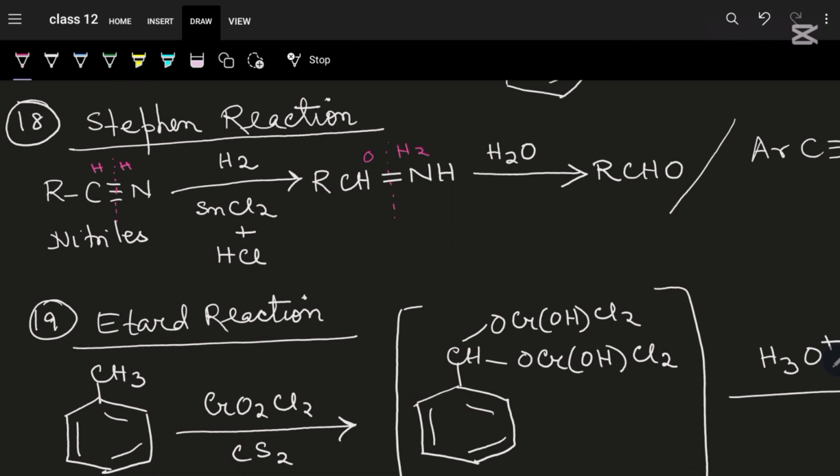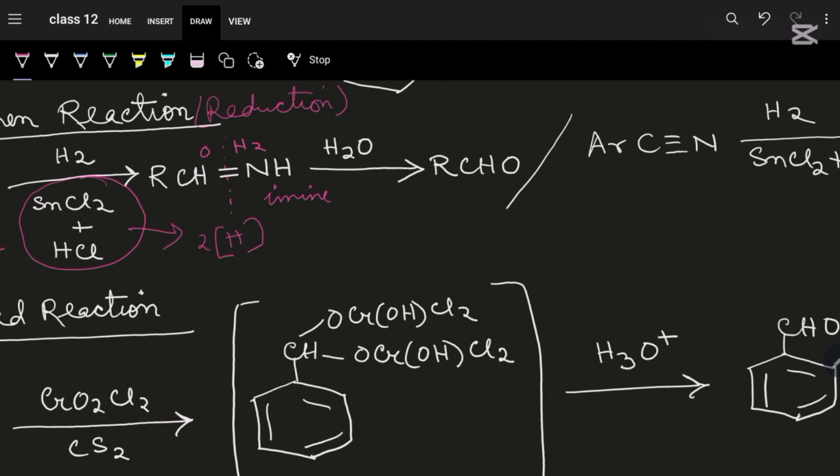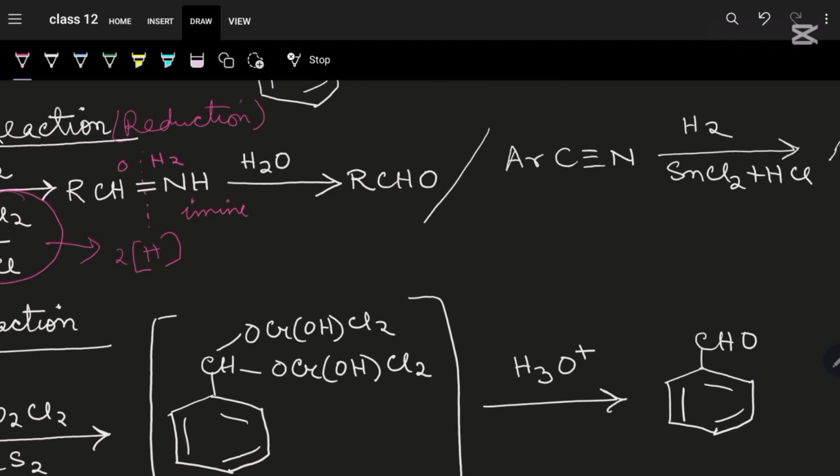Stephen reaction starts with nitriles, RCN. It is a reduction process, so it reacts with H2, in presence of SnCl2 and HCl, which produces nascent hydrogen. Remember that first you add H2 on both sides and reduce the triple bond to a double bond, and you get RCH=NH, which is the imine linkage, followed by hydrolysis, where H2O gets added, and it is RCHO.